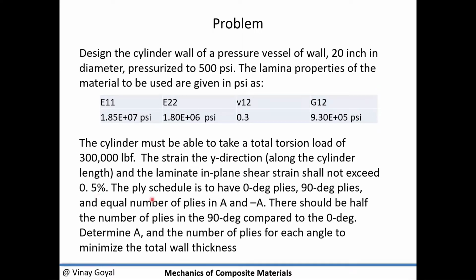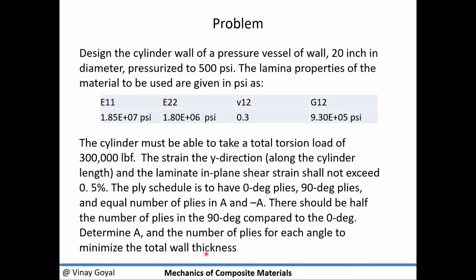And we want to have a ply schedule that has 0-degree plies, 90-degree plies, and an equal number of plies, A and minus A. So we want to also have half the number of plies in the 90-degree compared to the 0-degree. So the question is find A and the number of plies for each ply angle to minimize the total wall thickness.